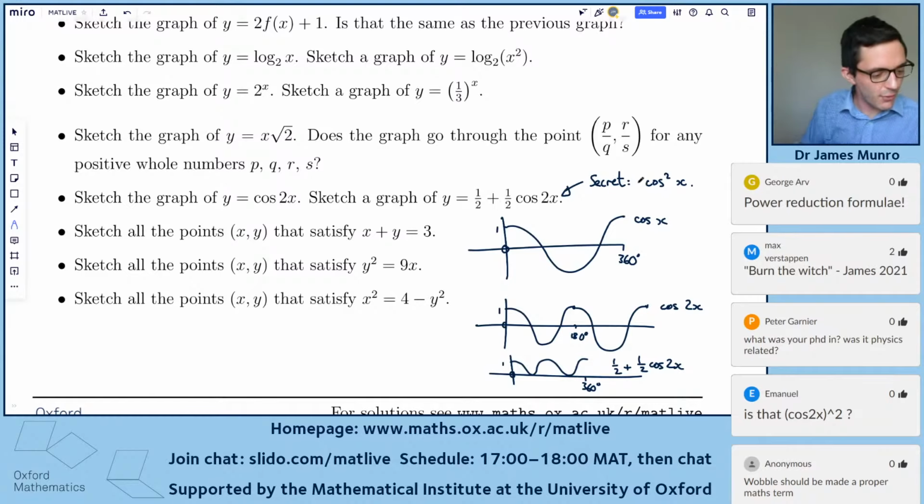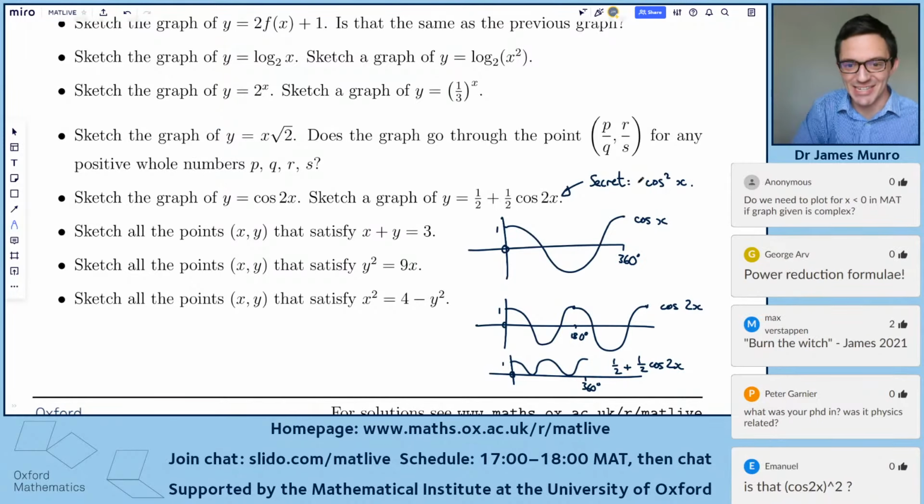So you don't need to plot. Okay, people trying to get complex numbers in again. Do we need to plot x negative if it goes complex over there? No. Just plot it where it's defined. If it's logarithms, plot it where the logarithm's defined. Okay, good. Right.